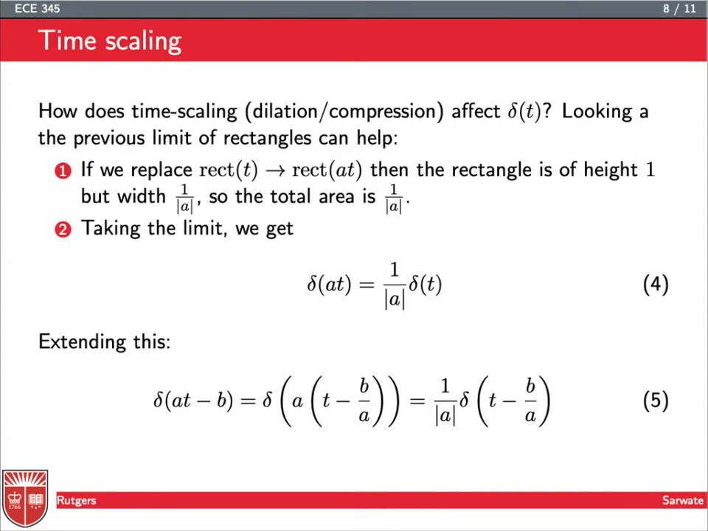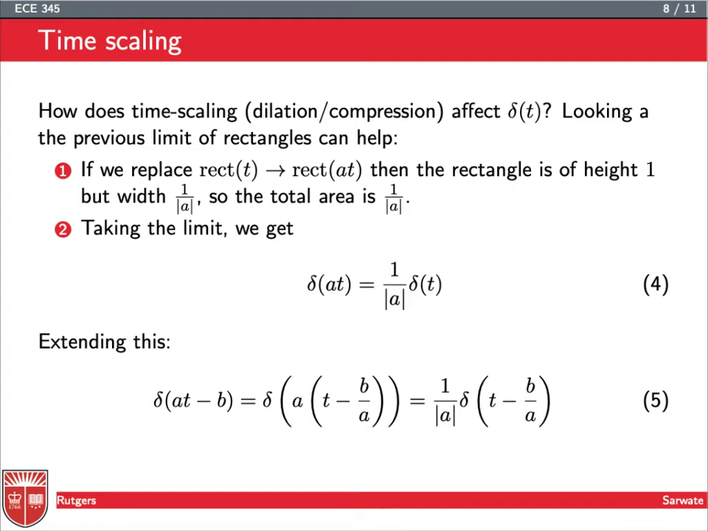So how does time scaling then affect the delta function? That's a little bit more complicated. We can get a feeling for it by looking at the previous limit of rectangles. Remember, shifting was okay. You could shift a delta function: delta of t minus 5 is an impulse centered at 5. But when you do the scaling, you might be changing the width of the box, so you might be changing the area under the curve.